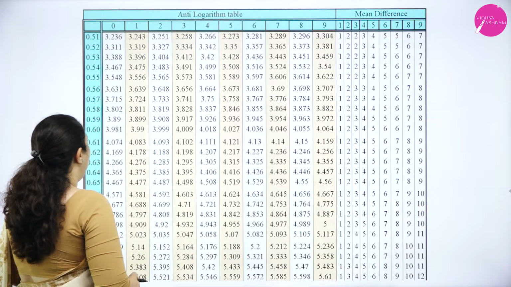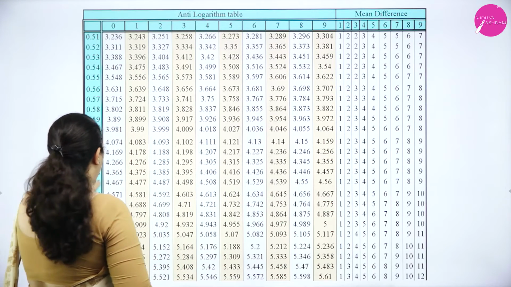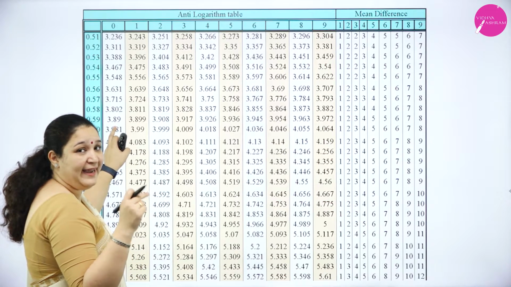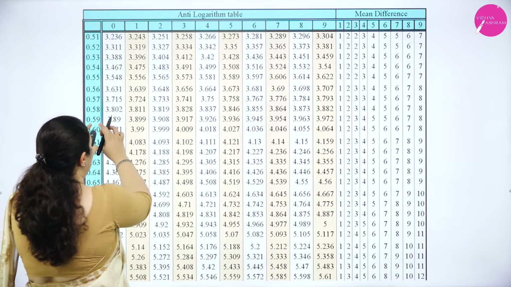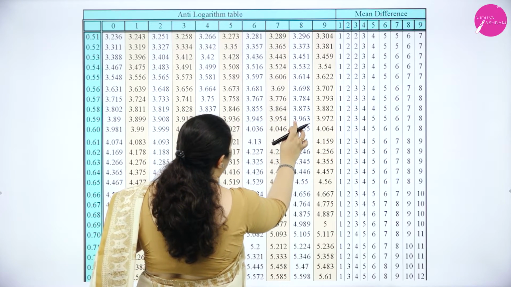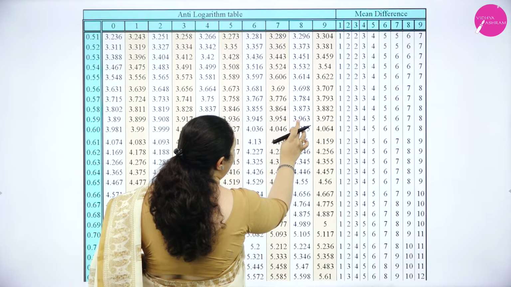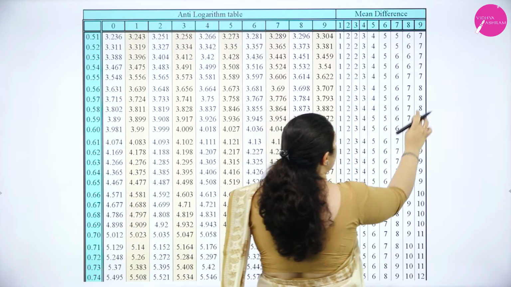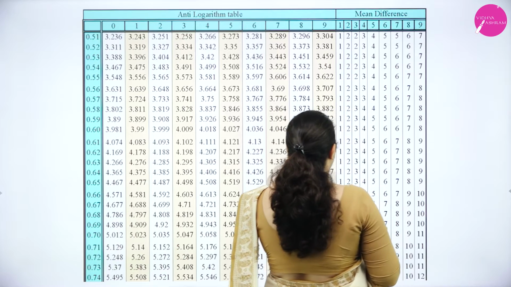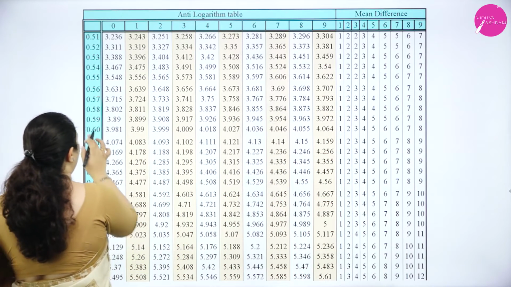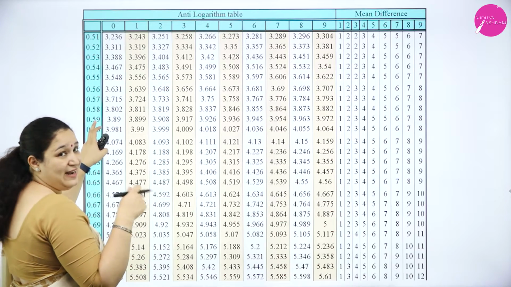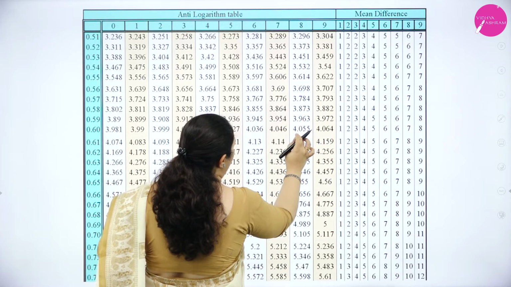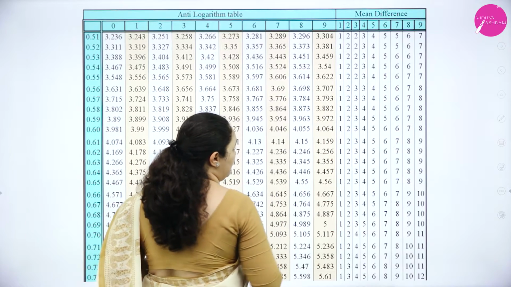So how do we get the antilog value? Here, 0.59. Okay, next what number do I have? 8, 9. So 0.59 under 8 I have to see. I am getting it as 3.963. Next number is 9. So mean difference 9, I have 8. So what is it? See here 0.59. Okay, next number is 8. So 0.59 under 8 I have to see, that is 3.963.